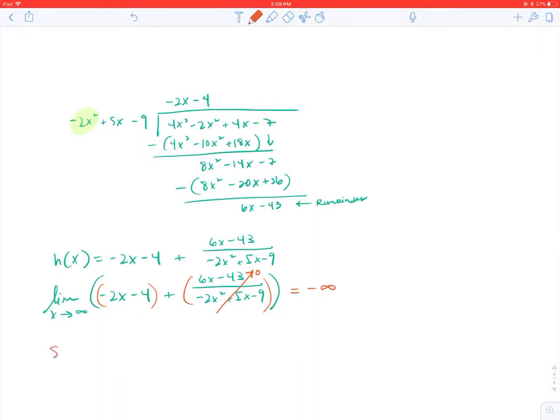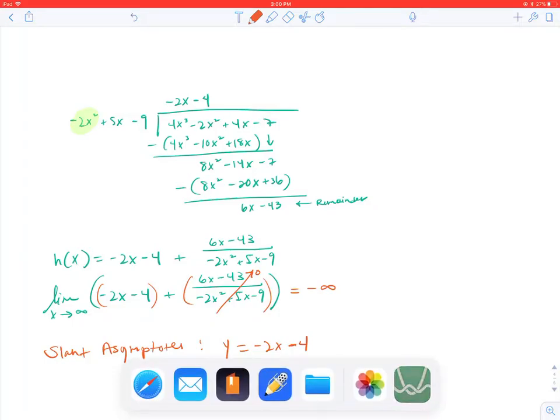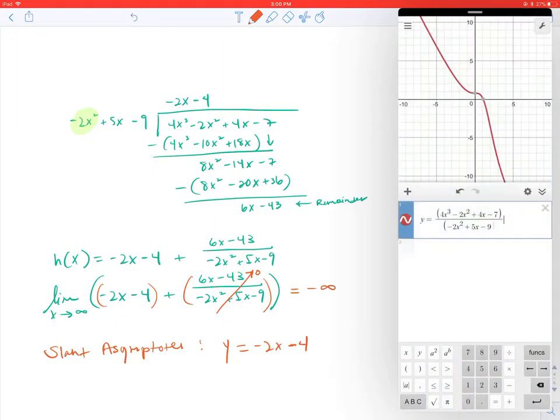Our slant, the equation of the slant asymptote for h of x is going to be y equals negative 2x minus 4. And what that means is that as x gets infinitely large and infinitely small, the y values for the function h of x are going to be approaching the same y values as the line negative 2x minus 4. So let me show you the graph.